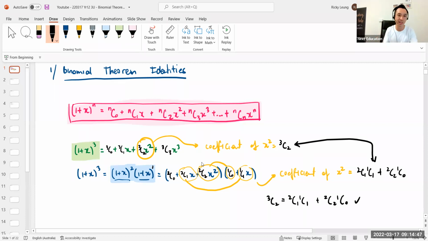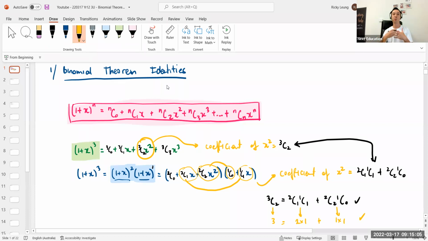This also makes a lot of sense because I know on my calculator, 3c2 is 3. And I know that this guy is the same as 2 times 1, and this guy is the same as 1 times 1, which is 3. That's equivalent, so that makes sense as well.